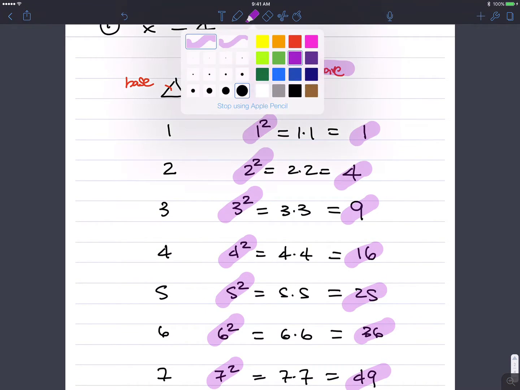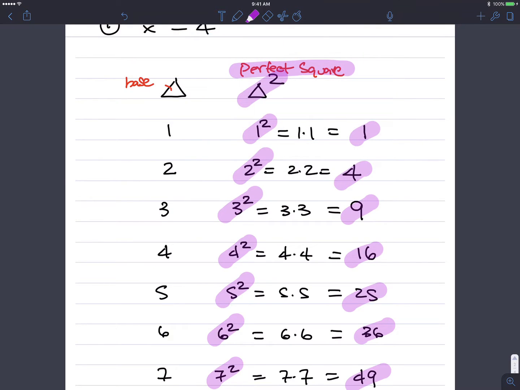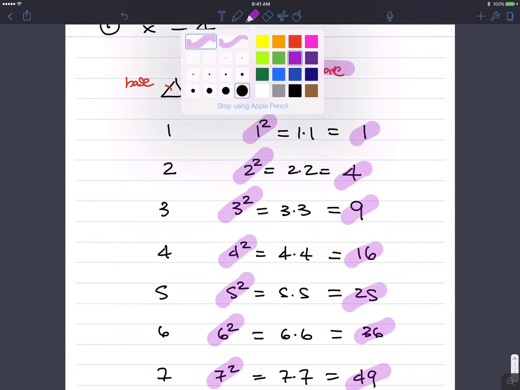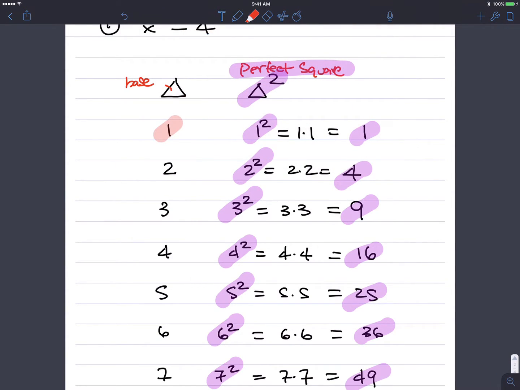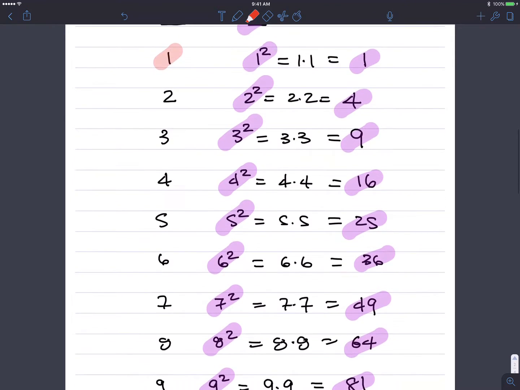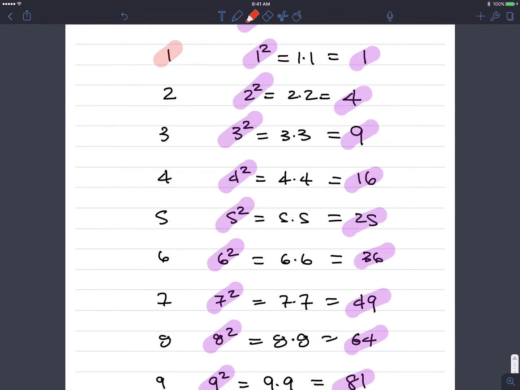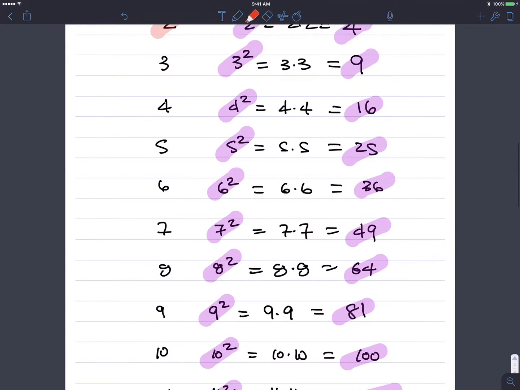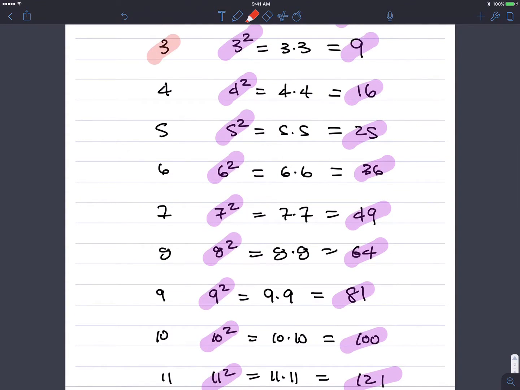Now, I want to notate another important thing we have to remember. What is the base for 1 squared? 1. Good. I'm going to put that in red. My base here is 1. What's the base for 2 squared? 2. What's the base for 3 squared? 4 squared. 5 squared. What's the base? That's an exponential. That's my base.